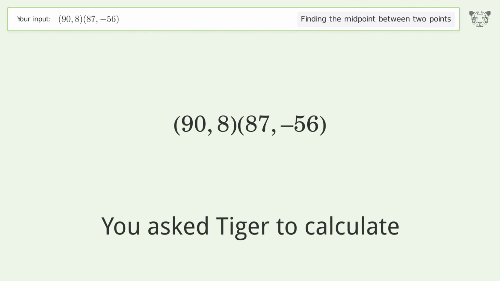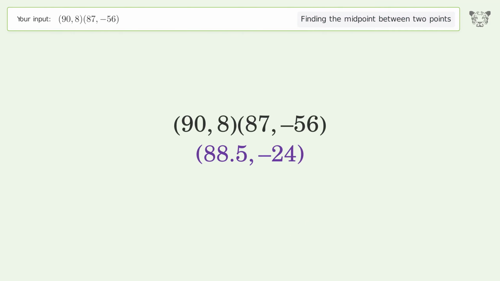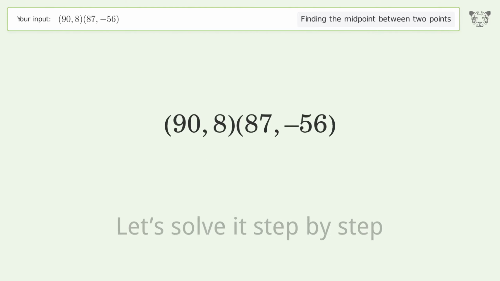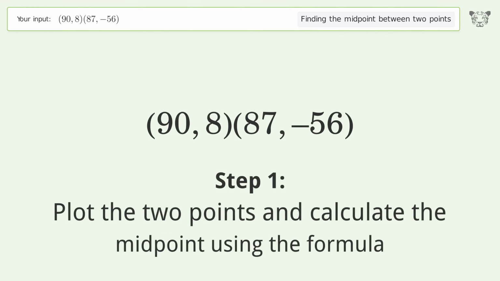You ask Tiger to calculate. This deals with finding the midpoint between 2 points. The midpoint between the 2 points is 88.5, -24. Let's solve it step by step. Plot the 2 points and calculate the midpoint using the formula.